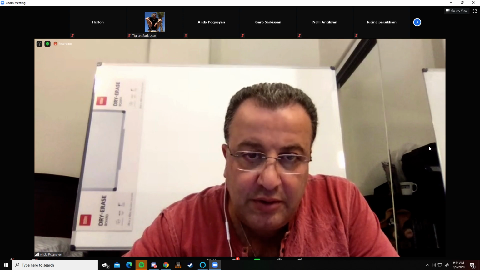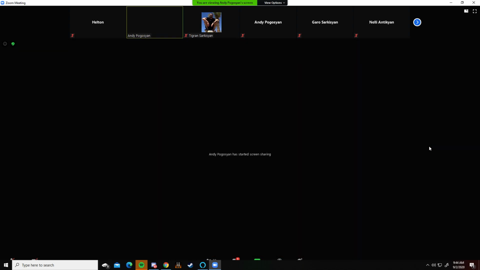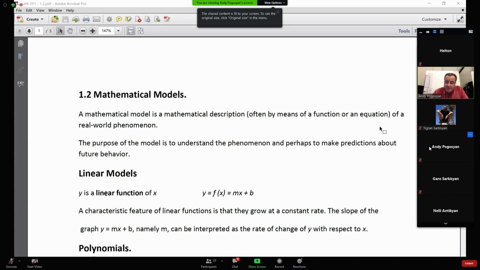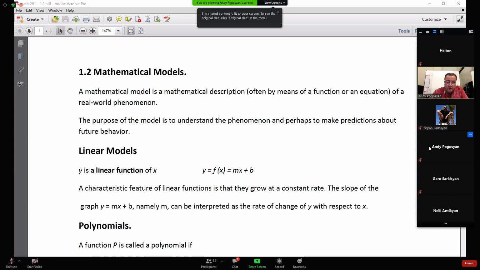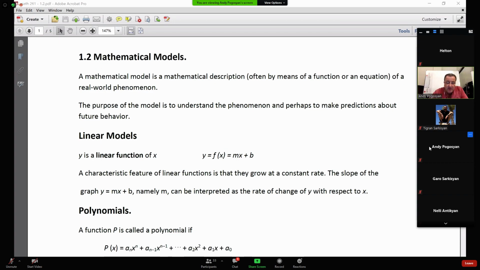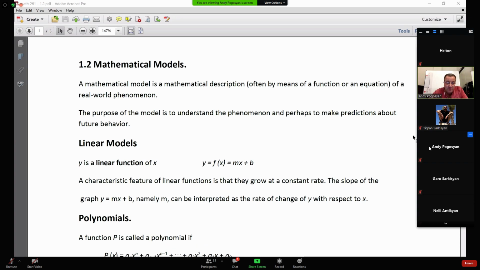No questions. So we're starting 1.2, mathematical models. Mathematical modeling in general is a mathematical description, in the form of equations or functions, of real world problems. The idea is this: when you can describe something using a mathematical model, it will let you analyze what will happen, what was happening, and in general make predictions for the future.